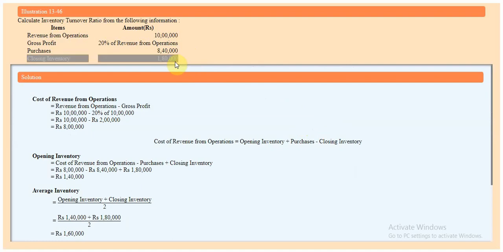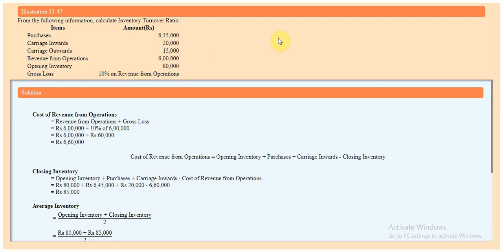So again friends, this problem is also a simple problem, only that opening inventory was not given to us directly in this question. They gave us closing inventory and purchases, and from what we found out as the cost of revenue from operations, we had to calculate opening inventory with that formula. So we calculated opening inventory and then we found out the average inventory, after which we came to the inventory turnover ratio formula. So this problem is also fairly simple. We will go to the next problem.